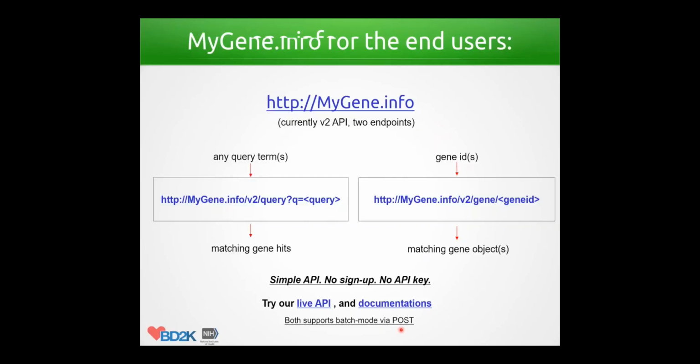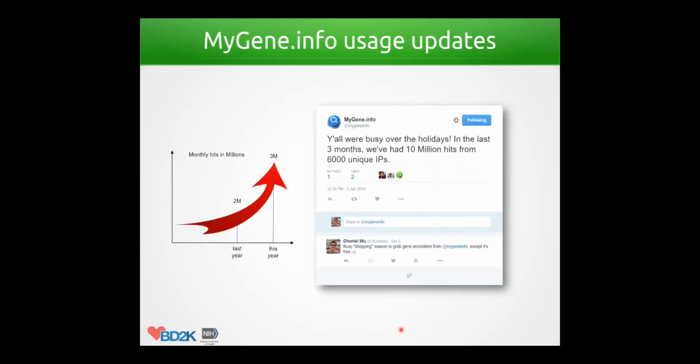Okay, so now I would like to give you some updates for MyGene and MyVariant, how we did over the last year, 2015. When I reported previously about MyGene and MyVariant usage, I normally said that for MyGene we have over 2 million requests per month, which is pretty good.